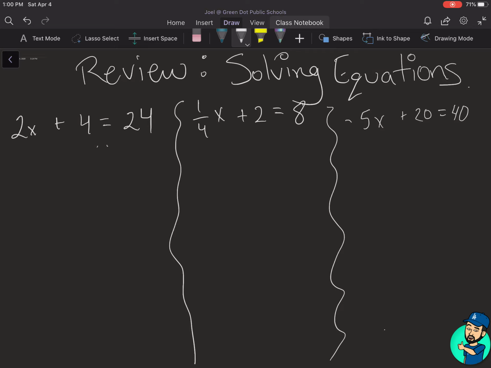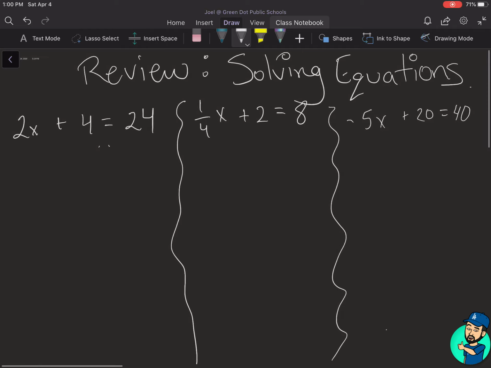All right, let's start with the left-hand side. We have 2x plus 4 equals 24. Now my first step here is to subtract both sides by 4.